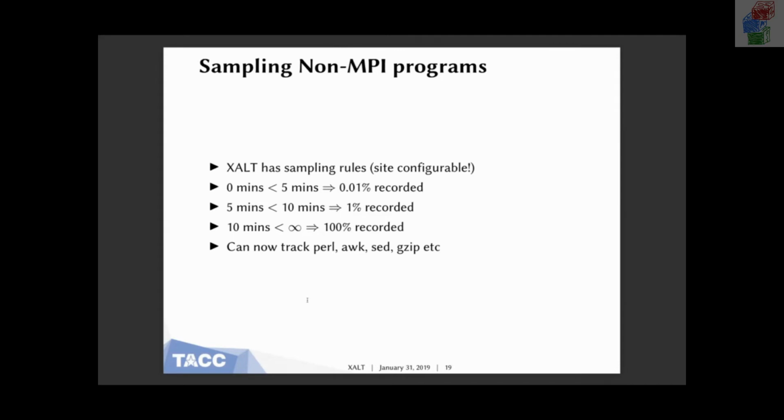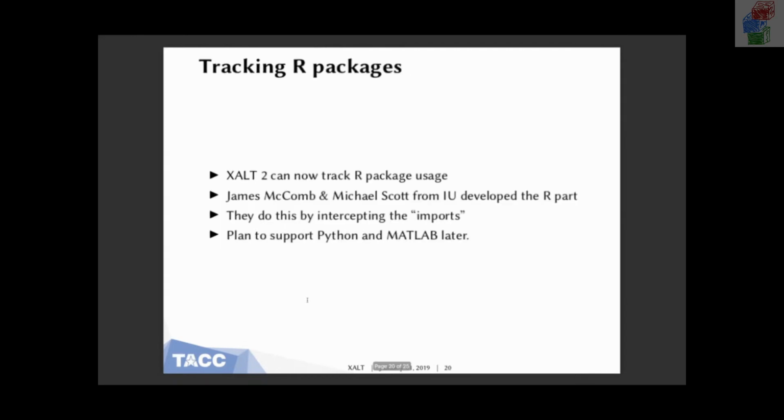Any program that takes between 0 and 5 minutes has a 1 in 10,000 chance of being recorded. Between 5 and 10 minutes, it has a 1% chance of being recorded. And anything longer than 10 minutes gets a 100% chance of being recorded. So now I can track things like Perl and awk and sed and gzip, etc. Or at least get some flavor of how important they are in our system. And then use the fact that I know what chance I had to get that to get an estimate of how much they're getting used. And it's only an estimate, but it tells me a lot about what's going on in the system. Okay, so now these PKGs, these packages, we can track things like R.